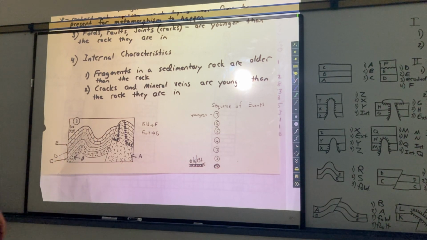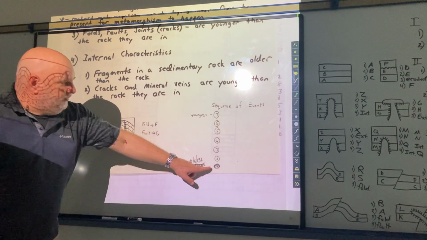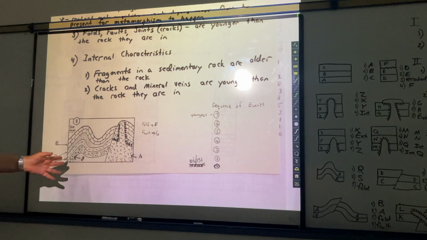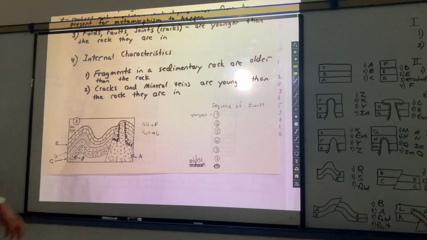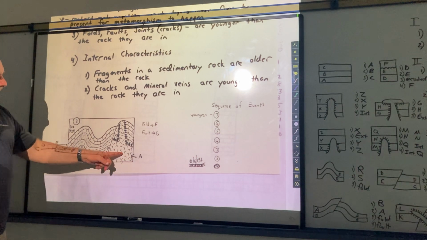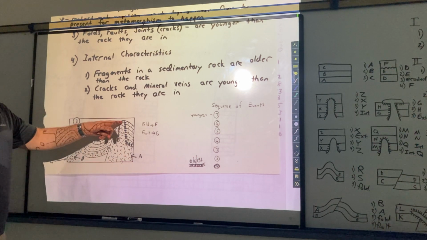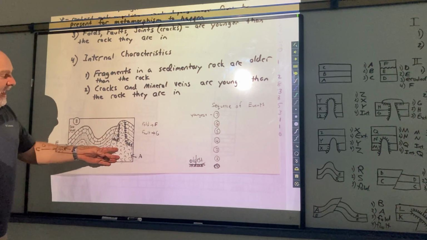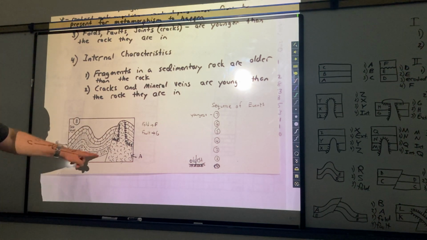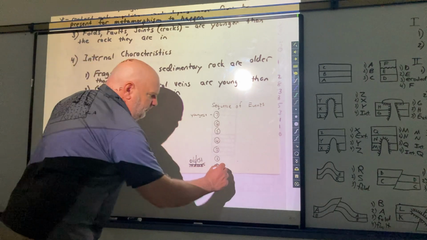Now I'm going from oldest, number one's the oldest, and I'm working my way up to youngest. So first off, oldest rock layer. You might be tempted to say A, because A is the farthest down, but A is part of this intrusion that cuts through other rock layers. So A happened sometime later. So the farthest one down would be B. So B is the oldest layer.